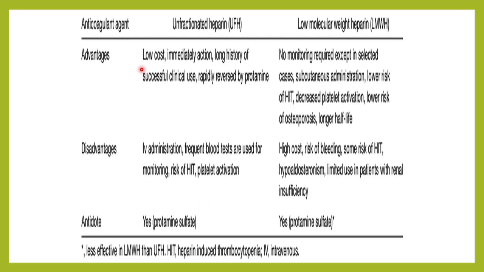Now, what are the advantages of unfractionated heparin? The cost is less, and it has immediate action. We have a long history of successful clinical use, and yes, it is very rapidly reversible by protamine sulfate. The disadvantage of UFH would be IV administration, which is very cumbersome. Frequent blood tests are required to monitor it, and the risk of heparin-induced thrombocytopenia is also higher. Platelet activation is higher.